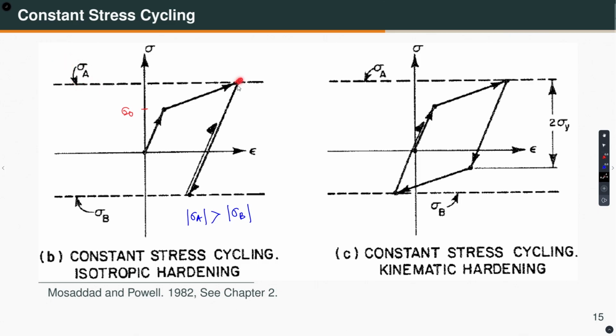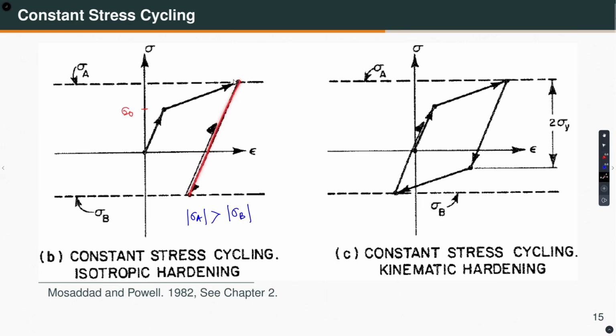Now, when I unload, this unloading is completed at this point. I load it in compression, and I am saying sigma B in magnitude is smaller than sigma A. So, what should happen? I have come to this point. Now, I want to cycle it back to sigma A, because I want to cycle between two stresses, sigma A and sigma B. So, if I cycle from here back, what happens?